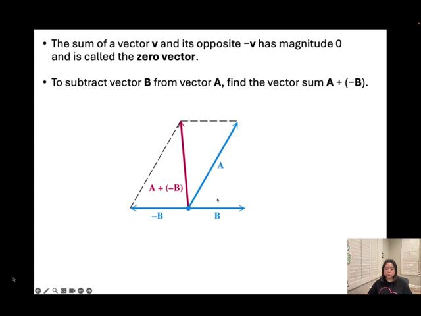Or you could use the first method. You place the initial point of vector B at the terminal point of vector A. So what can we do? We change this direction to become negative B, and then paste the negative B here. So the initial point of the vector will be at the terminal point of vector A, and this is going to be the resultant. Look at here, that will be method 1.